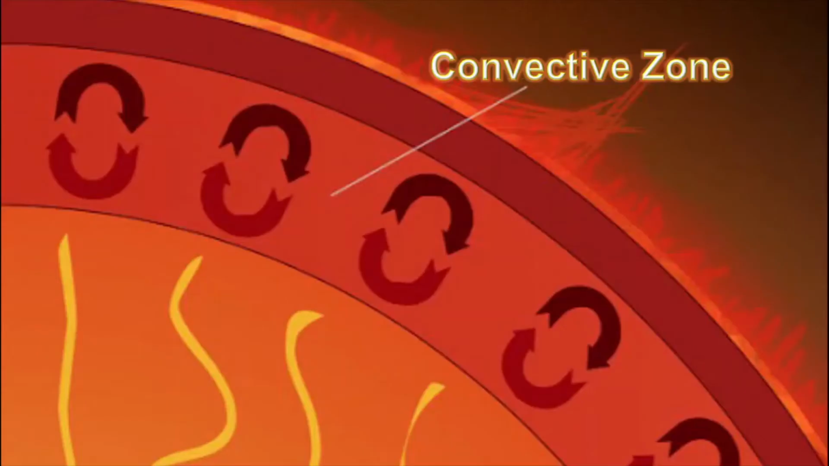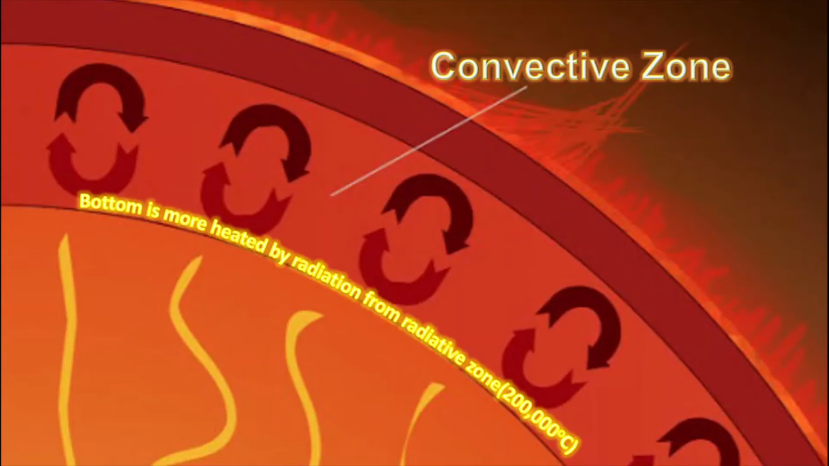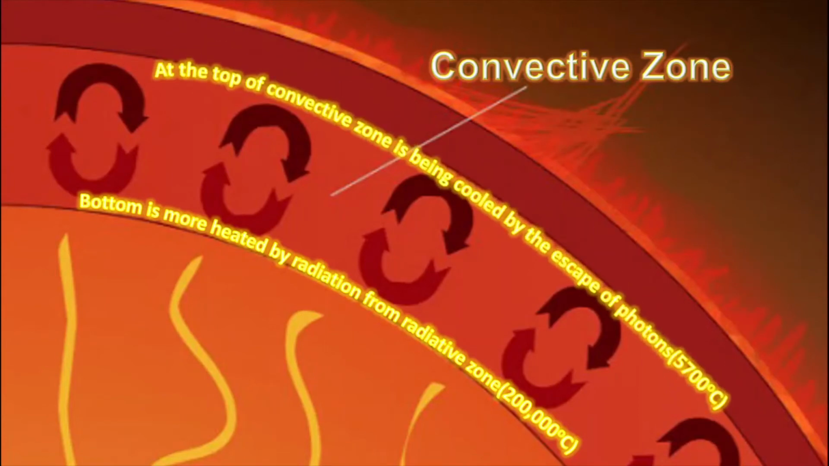Number 4. Convective zone. The bottom of the convective zone is heated by the radiation coming out of the radiative zone. The temperature at the bottom of the convective zone is therefore high, which is 200,000 degrees Celsius. At the same time, the top of the convective zone is being cooled by the creation of light, by the escape of photons. So, the temperature at the surface is only 5700 degrees Celsius. This difference in the temperature results in a physical phenomenon called convection. The energy is transferred by convection.